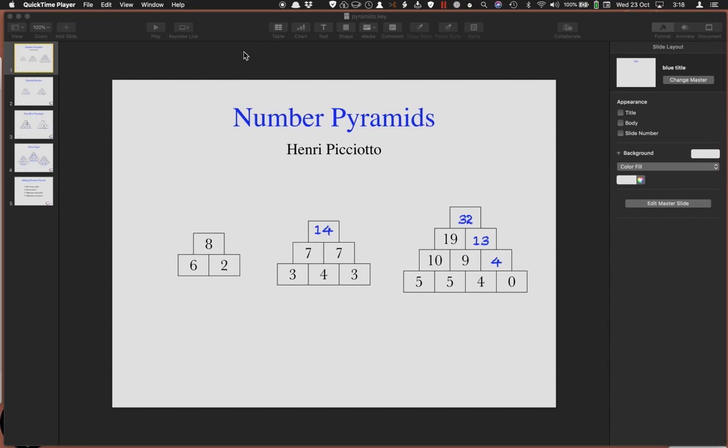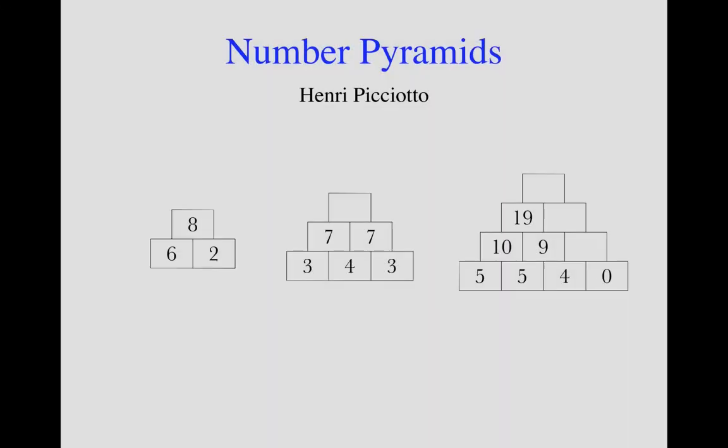Hi, this is an introduction to number pyramids, which is an activity for elementary school, upper elementary school, and perhaps middle school students. The idea is that in a number pyramid, we have a rule which is that any number is the sum of the two numbers beneath it. So 6 plus 2 is 8, 3 plus 4 is 7, and so on. 10 plus 9 is 19.